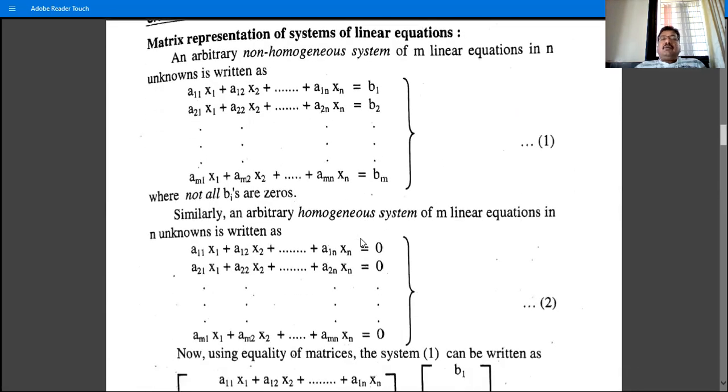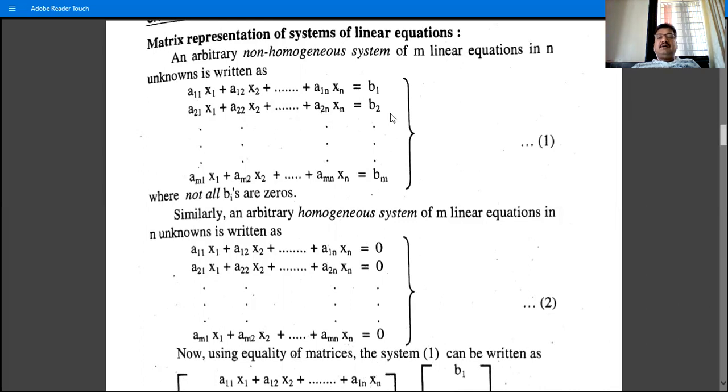So the next topic is system of linear equations. This is a non-homogeneous system: A11x1 plus A12x2 and so on. What are A11, A12, A1n, A21, A22? All these are constants, real numbers. And B1, B2, Bm are also real numbers. Here not all B's are 0, that is, B1, B2, Bm are not all 0.